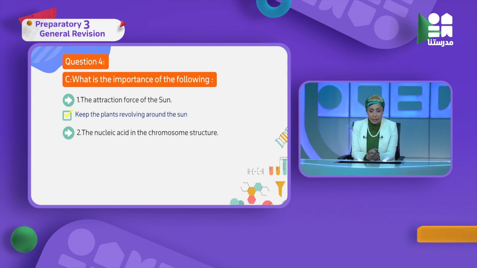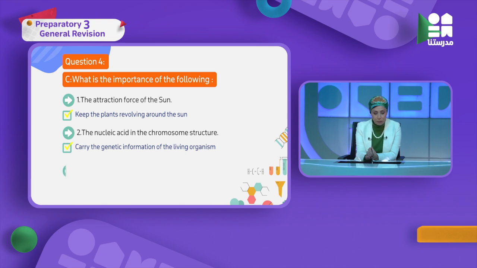The nucleic acid in the chromosome structure: what is its importance? Of course, nucleic acid is the genetic material, so it carries the genetic information of living organisms, whether the eye color, the hair color, thin or tall, and so on. It carries the genetic information.